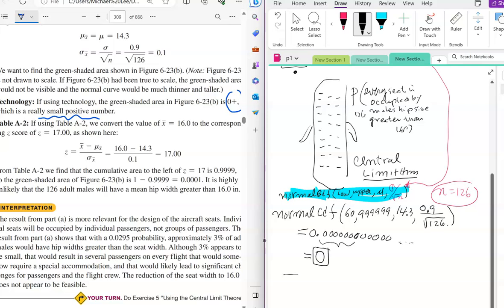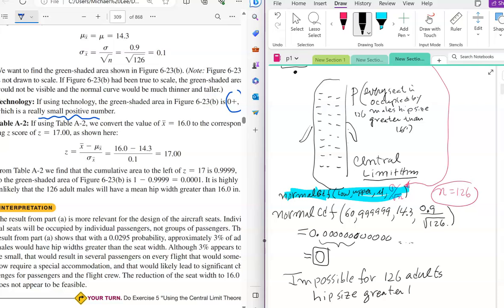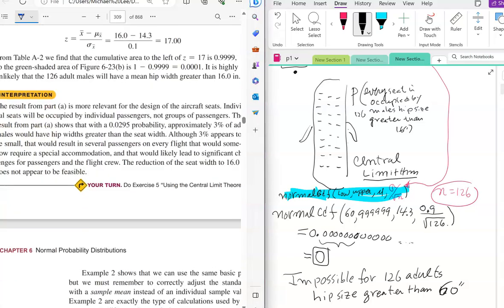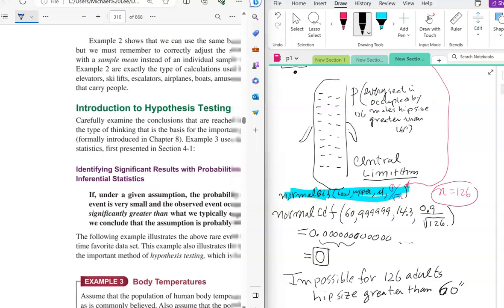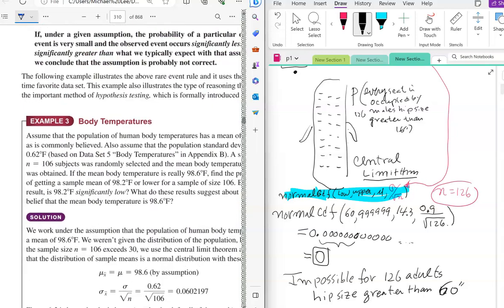I mean, impossible means what? Probability is 0 means what? Impossible. Okay? For all 126 adults, hip size greater than 60 inches. So that's the story. You can read the interpretation. Okay? Let's look at another one here.